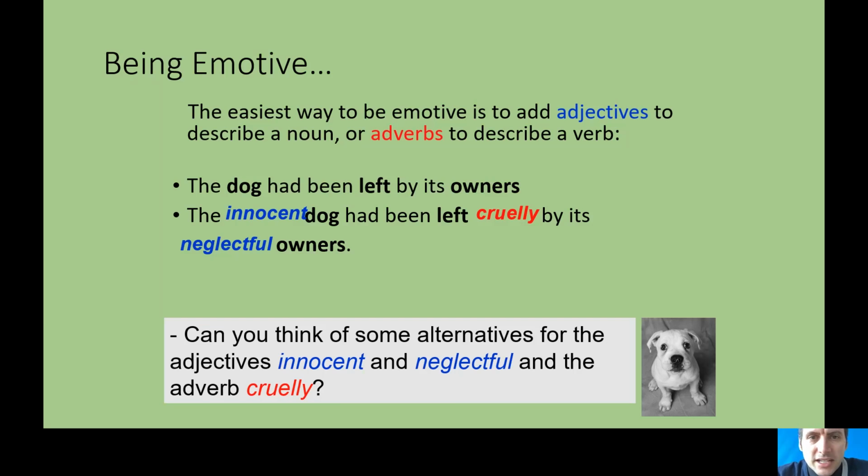So simplistically, the dog had been left by its owners. That's really simple. So what I'd like you to do is add an adjective for the dog, add an adjective for the owners, and add an adverb for the choice to leave the dog. Okay, and then rewrite the sentence. Rather than the dog had been left by its owners, could you write a sentence now which includes 2 additional adjectives and an additional adverb? Pause the video while you do that, please.